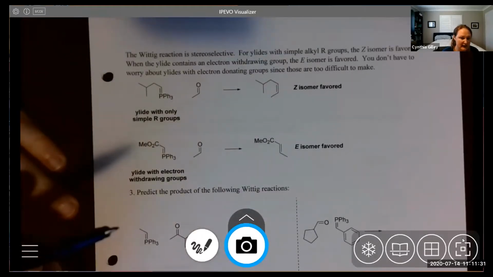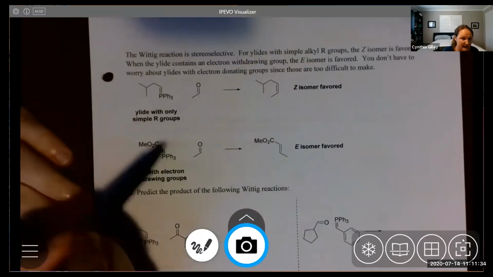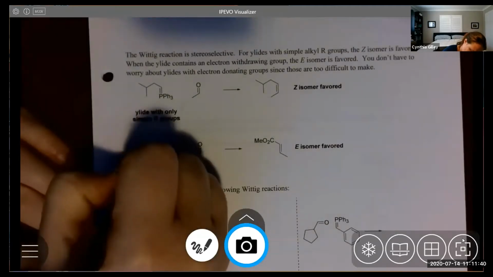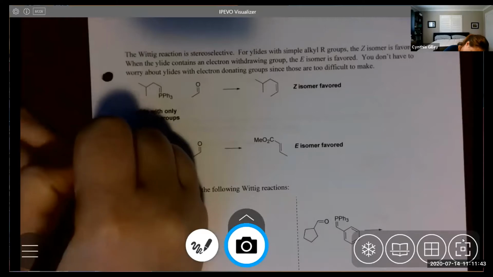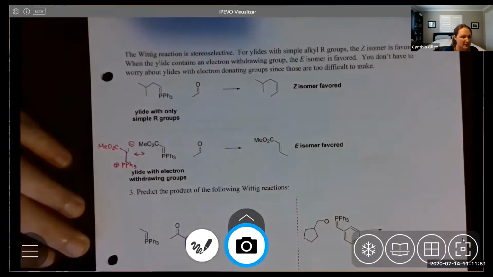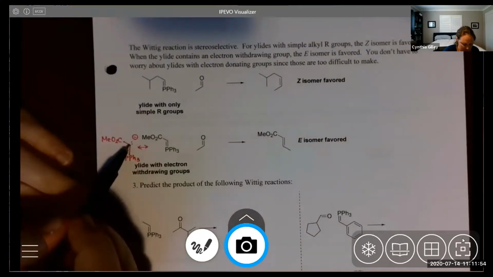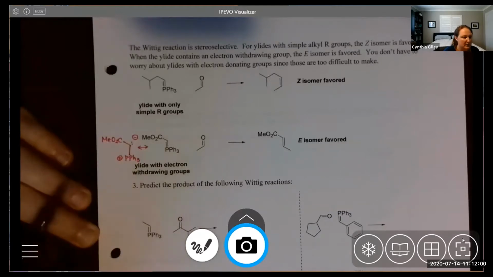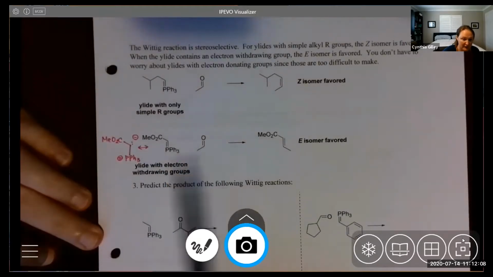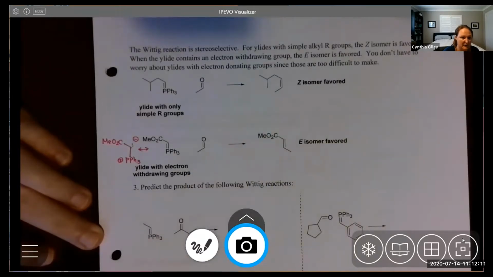Okay, so this we call a stabilized ylide, because if you think about the other resonance contributor, it's easier to see why we call it stabilized ylide when you draw out the other resonance contributor. So when you see the one with the negative charge here, it's going to be stabilized when it's next to an electron withdrawing group. It's able to pull out some of that electron density. And in this case, the reaction is reversible and eventually forms the more stable E isomer.